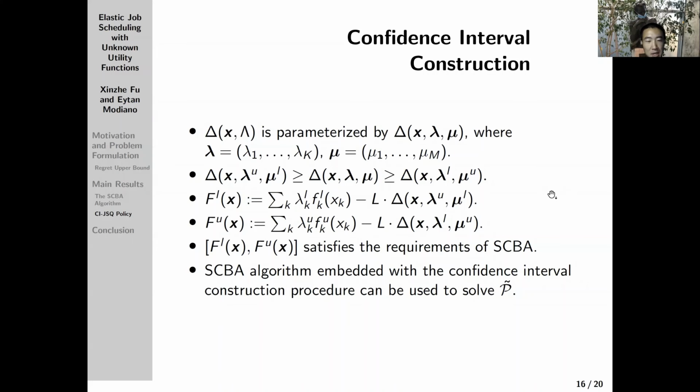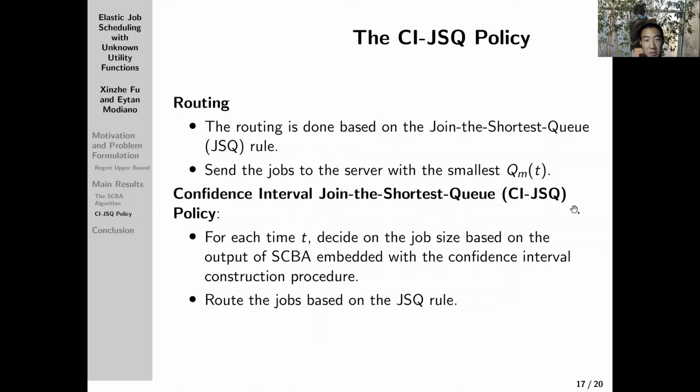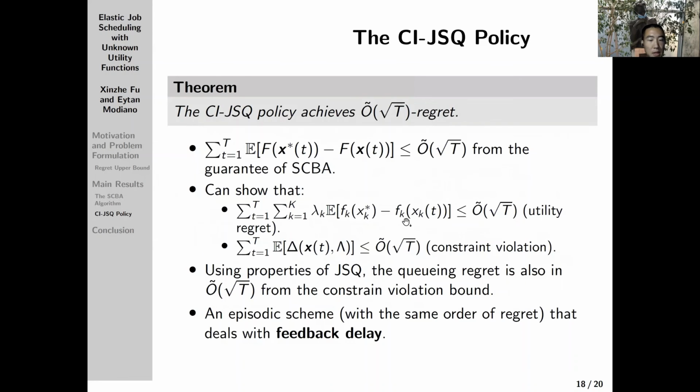Therefore, for the policy we design, we have the components that decide on the job sizes. For the routing part, we simply use the join the shortest queue routing. Basically, send the jobs to the servers with the smallest value of Q m t. So we call our policy the confidence interval join the shortest queue policy, CIJSQ. Basically it's an integration of the SCPA algorithm embedded with the confidence interval construction procedure we just described, together with the JSQ routing. We prove that the CIJSQ policy actually achieves the optimal square root T regret.